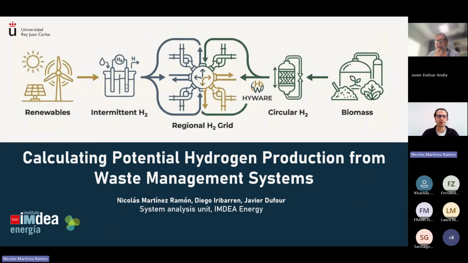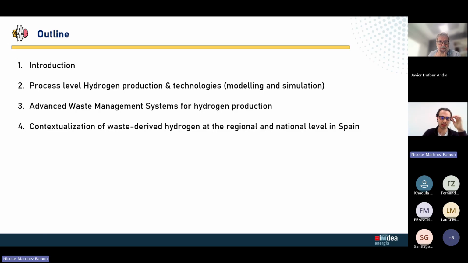Okay, so the title of the presentation is Calculating Potential Hydrogen Production from Waste Management Systems. And the outline will be something like this. First, a brief introduction. Then we'll go into the process level hydrogen production and the technologies that we have available to produce it in the context of waste management. We specifically focus on the modeling and simulation part for this section. Then we'll scale up from the process level of technologies to how to integrate them into advanced waste management systems and how we have to convert our current systems into systems that can actually produce hydrogen.